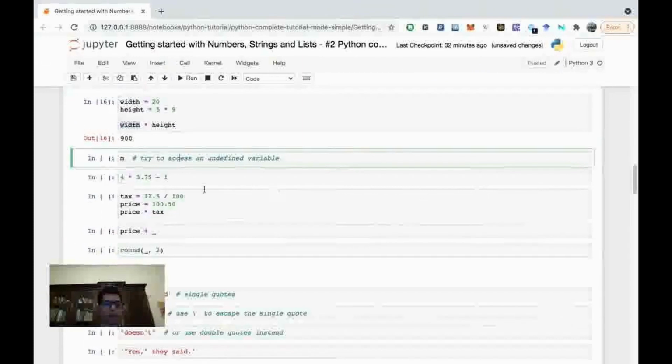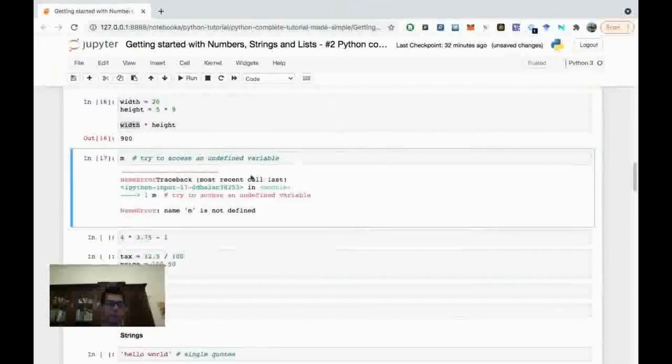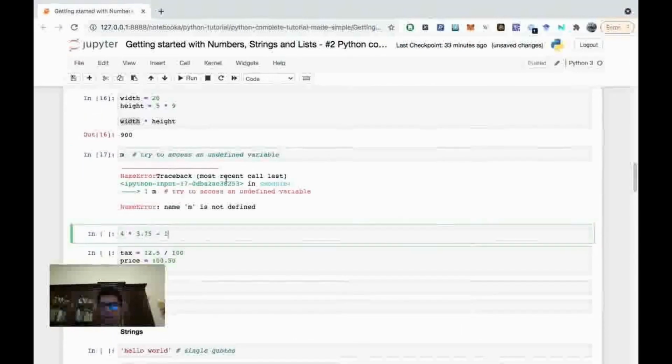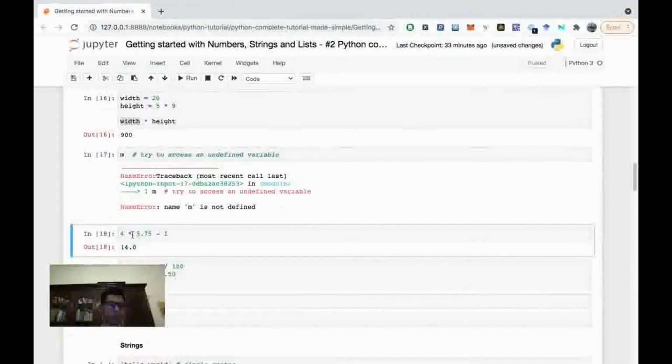Here, let's try to access an undefined variable. So we'll have an error. The error here says, okay, m is not defined. Next, if we make an operation with a float, we will have a float even without division. But this floating point number makes the whole operation go floating point.